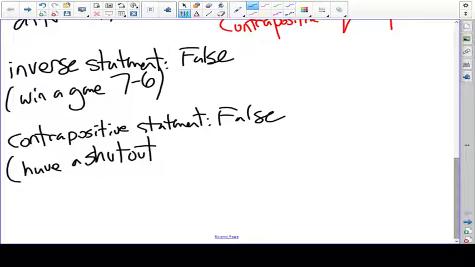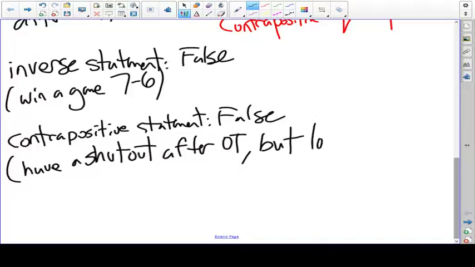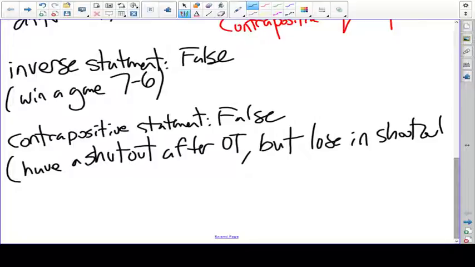You can have a shutout after OT, but lose in the shootout. Okay. So the contrapositive statement is false because you can get a shutout and still lose.